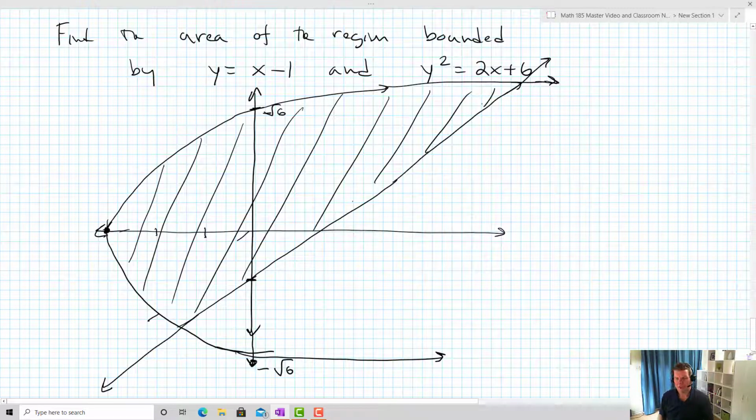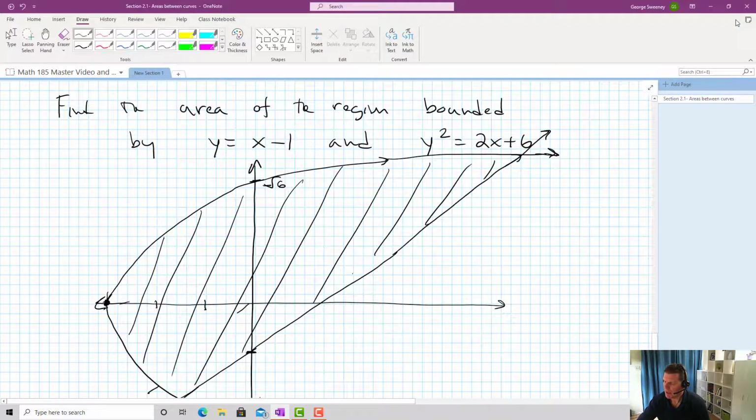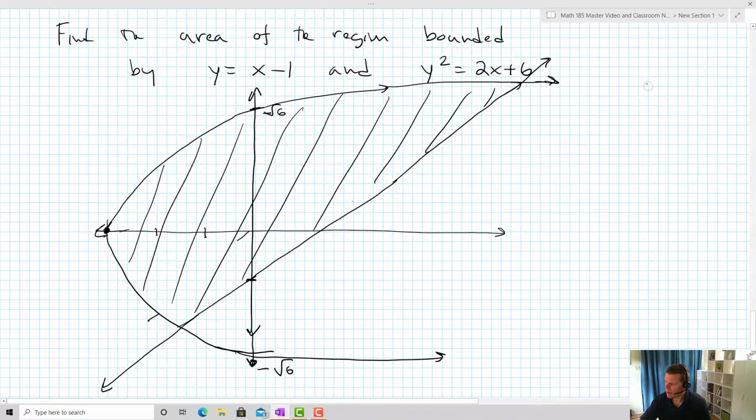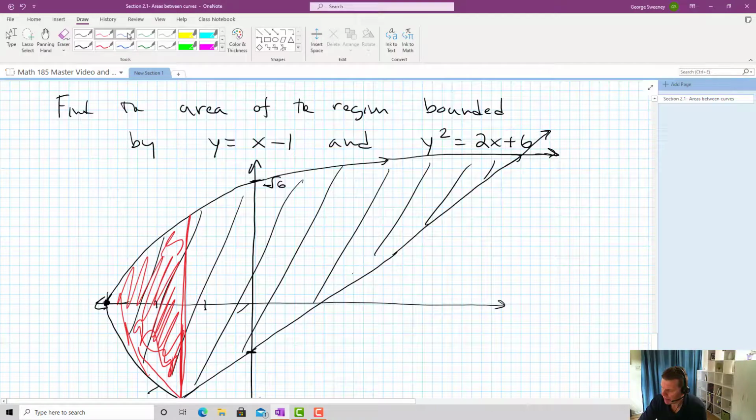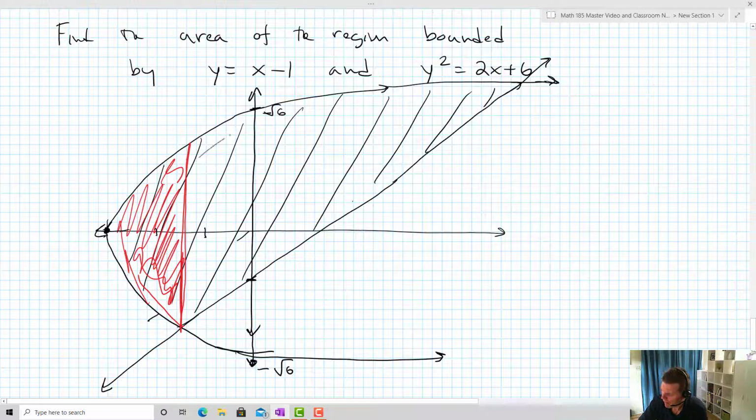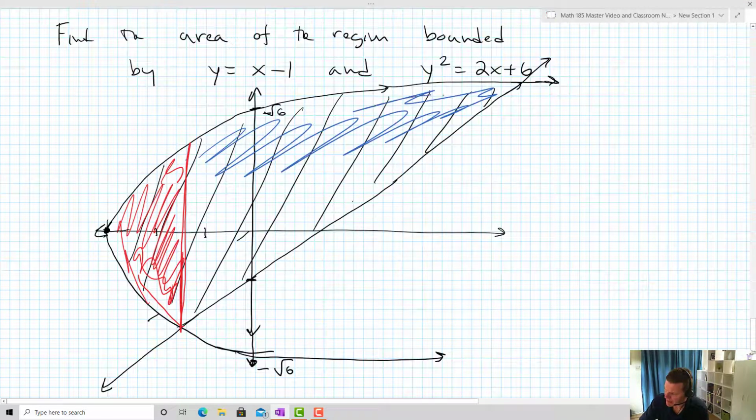Now, if we integrate with respect to x, we're going to have some problems. Let me get out of red and show you what I mean. With respect to x, we actually have two regions. One is going to be this red region right in here, and in addition to that, we're going to have this blue region over here. So we're going to have to take two integrals.